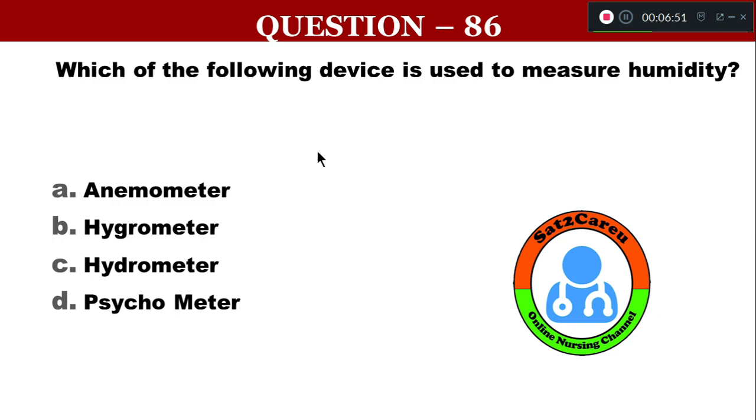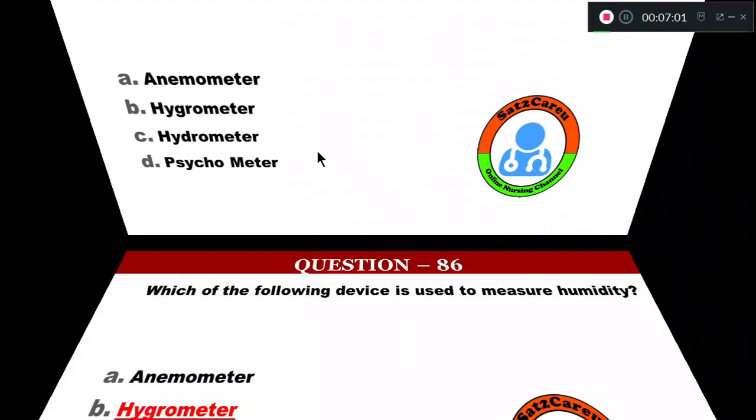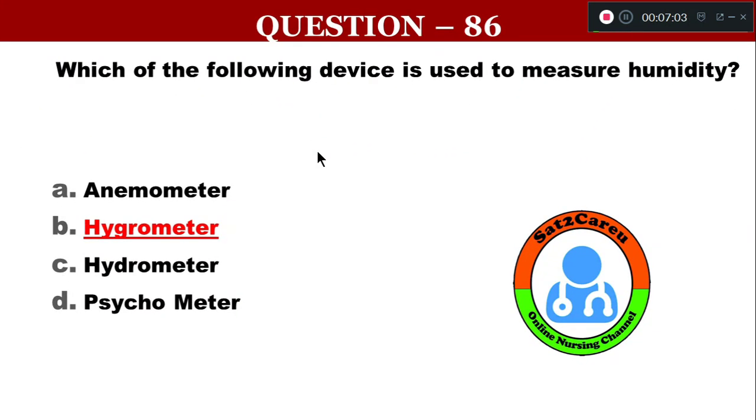Option A anemometer, B hygrometer, C hydrometer, option D psychrometer. The device used to measure the humidity is option B, hygrometer.